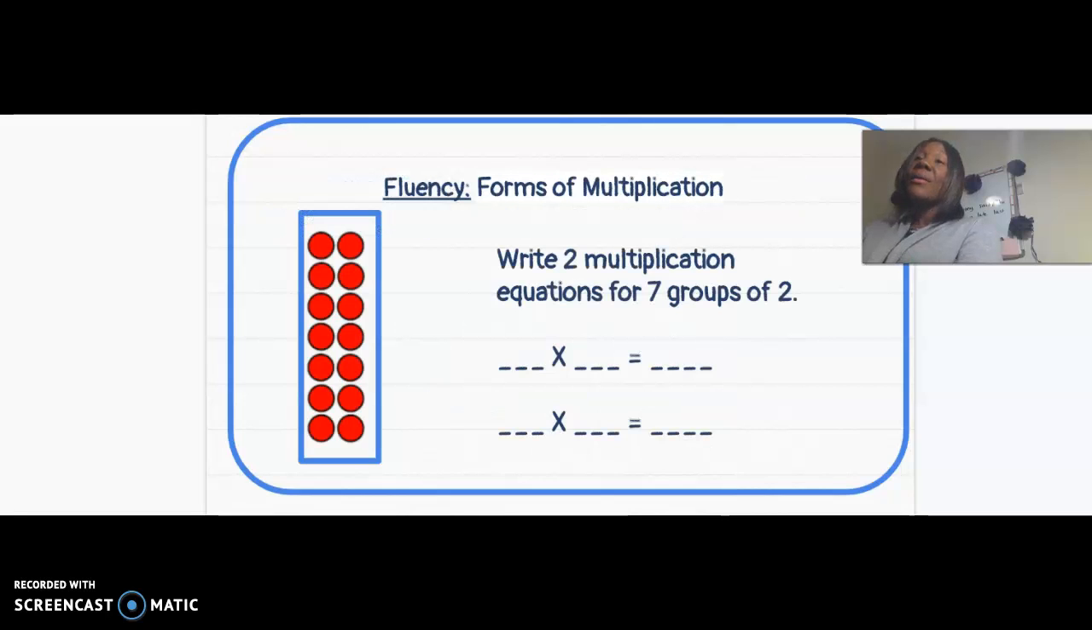All right, now take a look at this array. Write two multiplication equations for 7 groups of 2. When I say waterfall, show us your answers. 1, 2, 3. Waterfall. Yes. 7 times 2 equals 14, and 2 times 7 equals 14.